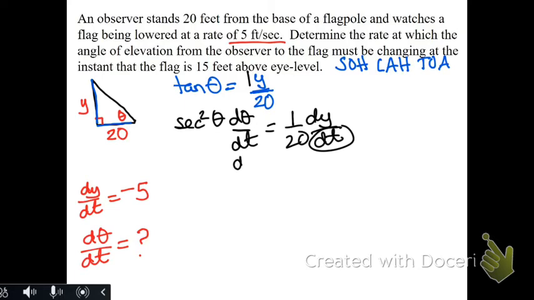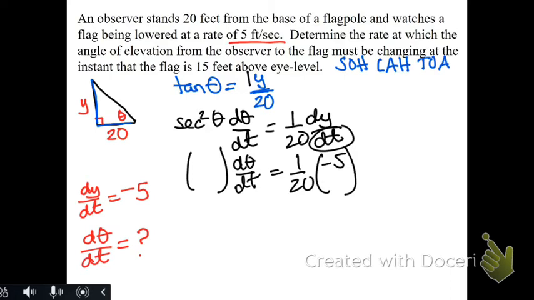d theta dt is the question, so I know I'm not going to know that. I have a secant squared theta right here. dy dt is negative 5. All right, well, if d theta dt is the question, then I must be able to fill in this secant squared. Okay, that's not so bad, I promise you.